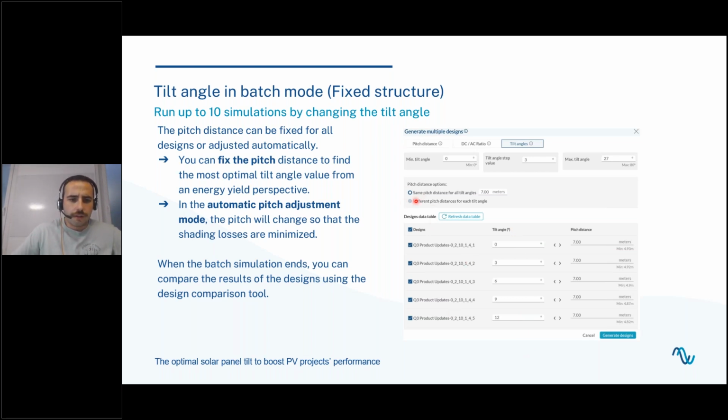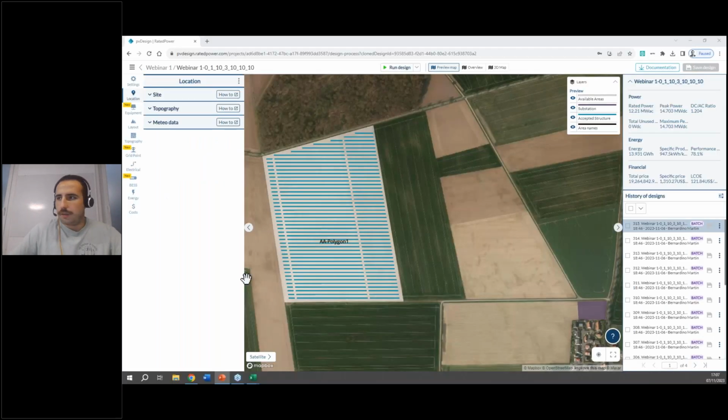There are 2 ways of using this. You can fix the pitch for all the iterations, so you basically fix the pitch and then change the tilt angle, or you can change the tilt but also recalculate the pitch based on our criteria. Our criteria to recalculate the pitch is to ensure that we don't have shades in the winter solstice during 4 hours. So 4 hours of non-shading production for the worst day of the year, the winter solstice. Let me show you a bit of this tool in pvDesign.